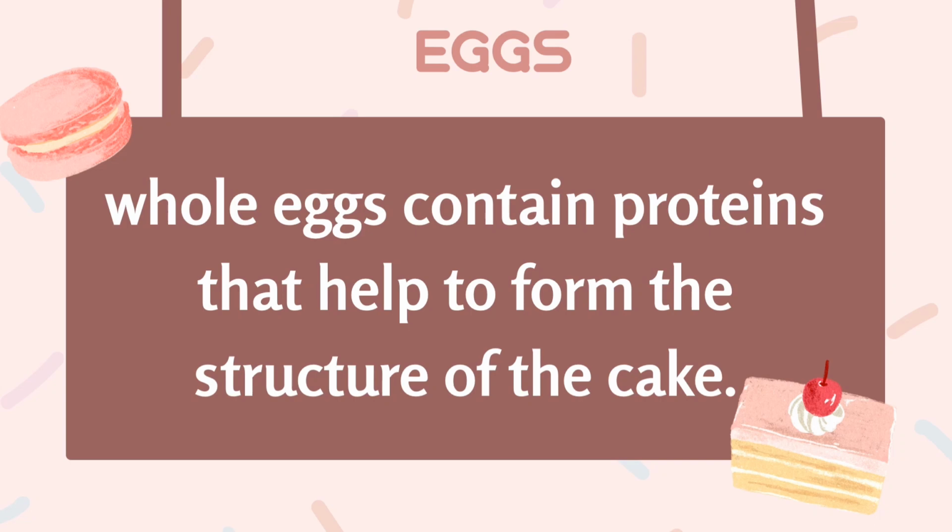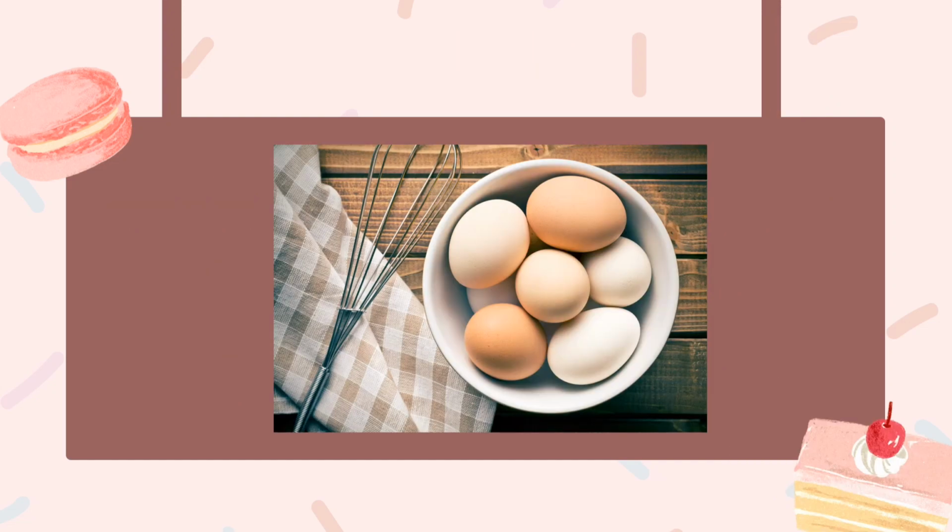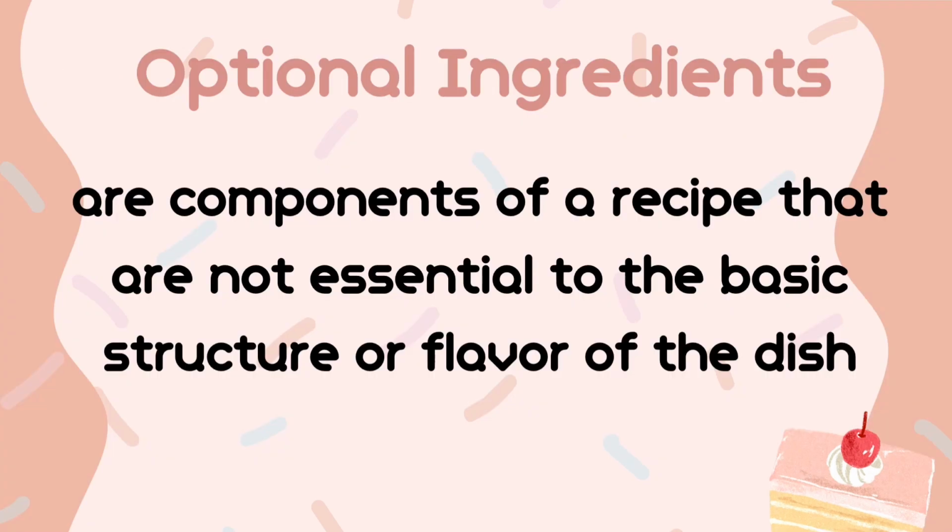Next are the eggs. Whole eggs contain proteins that help to form the structure of the cake. And these are examples of eggs. And now, let's proceed to optional ingredients.